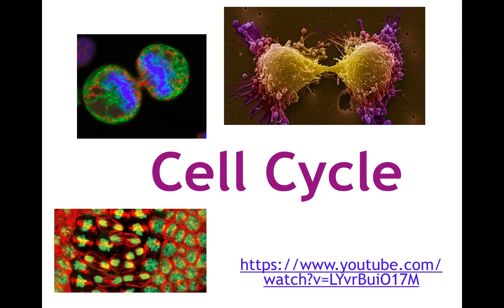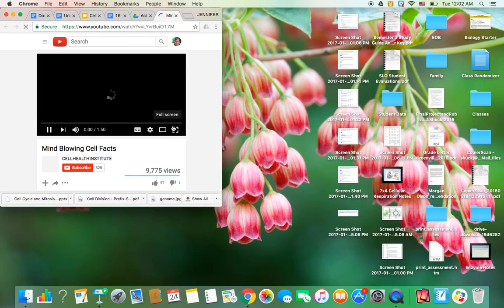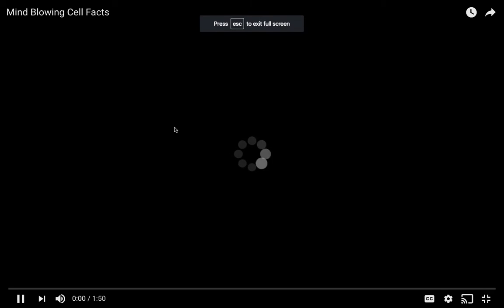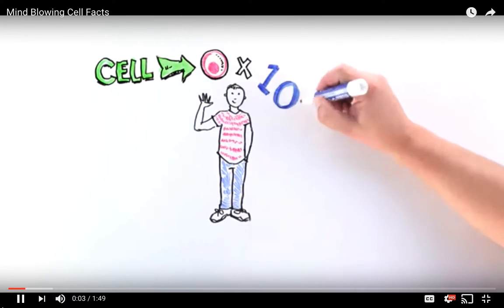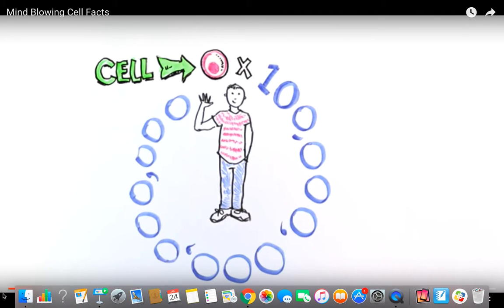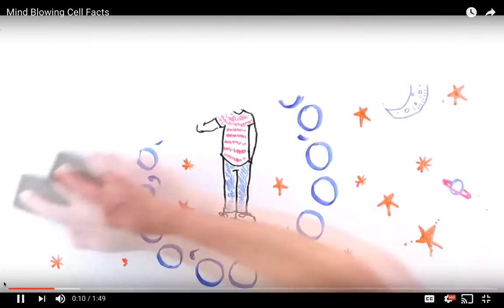Okay, so today we're going to be talking about the cell cycle, which is Unit 8. If you think your life is hectic, imagine what life is like for your cells. There are approximately 100 trillion cells in the human body. That's 30 times as many stars as there are in all the known galaxies.